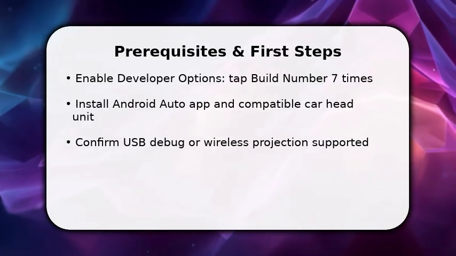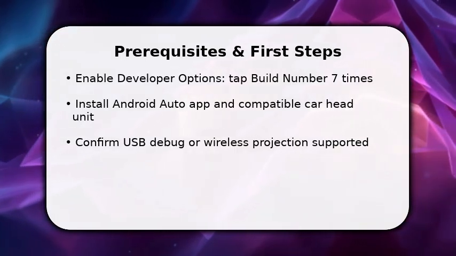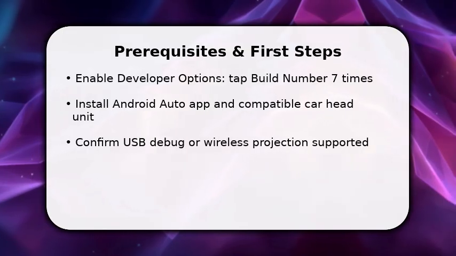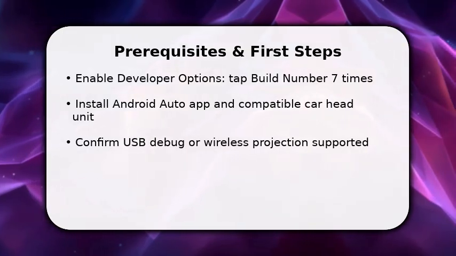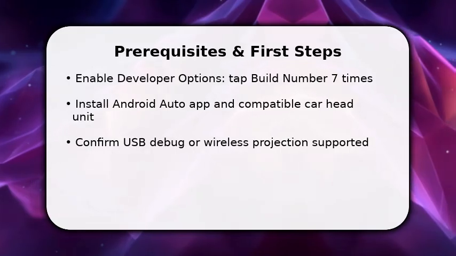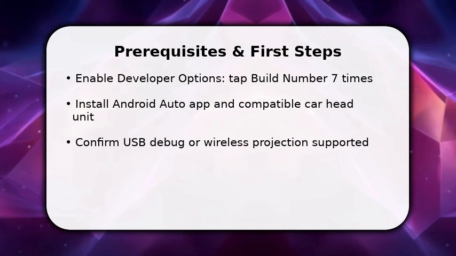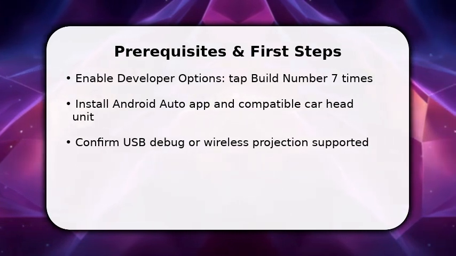If your car supports wireless, pair via Bluetooth first, then connect to the same Wi-Fi network. Make sure location and phone permissions are granted. Otherwise, the system won't expose navigation and messaging. Now plug in or pair, and watch the phone detect the car to begin setup.